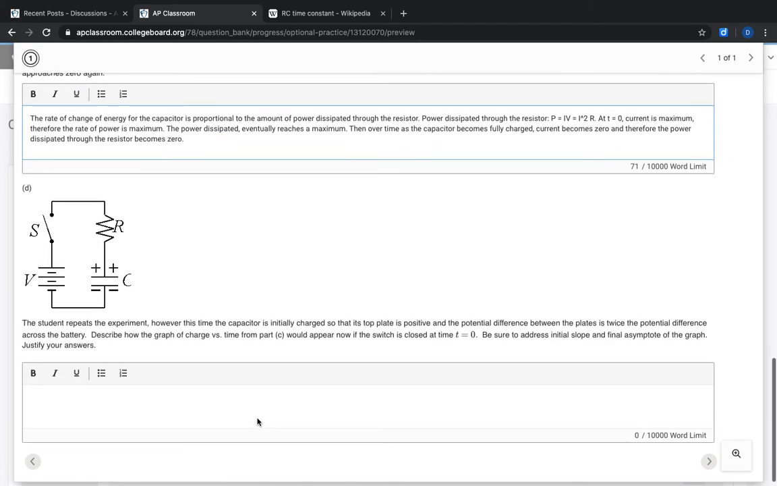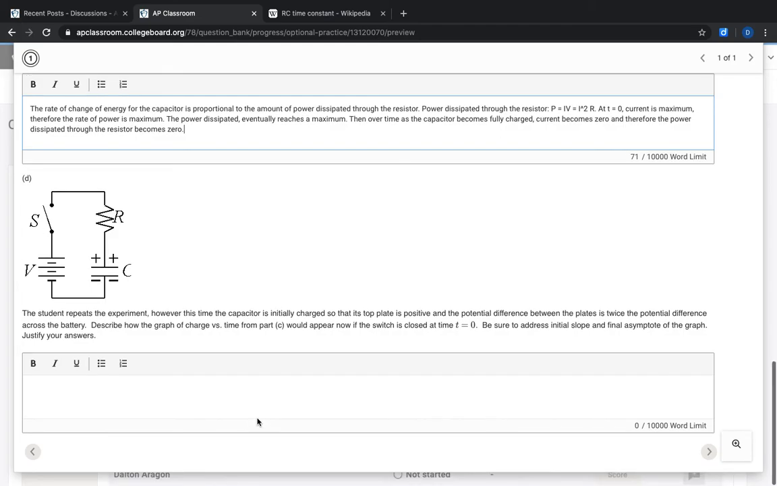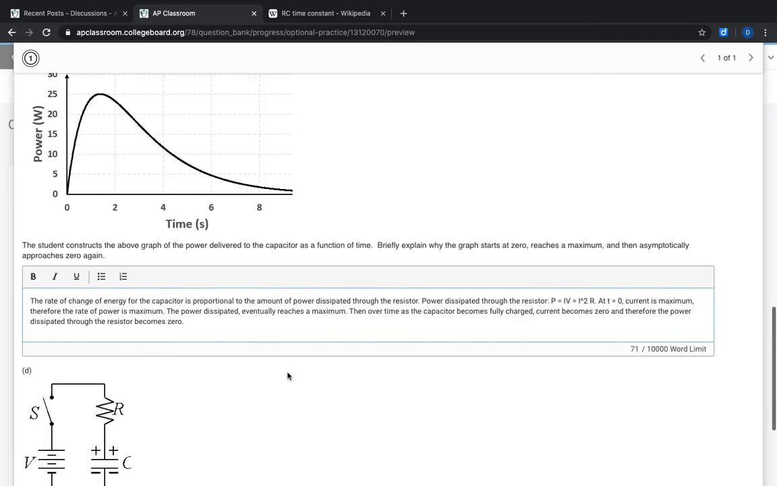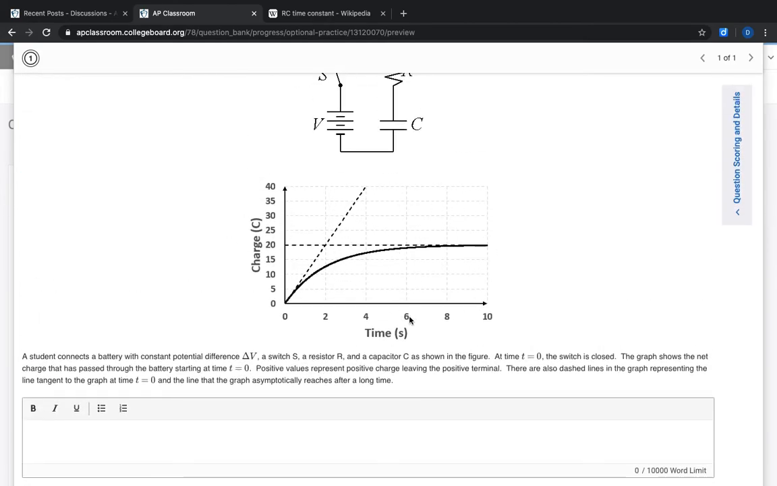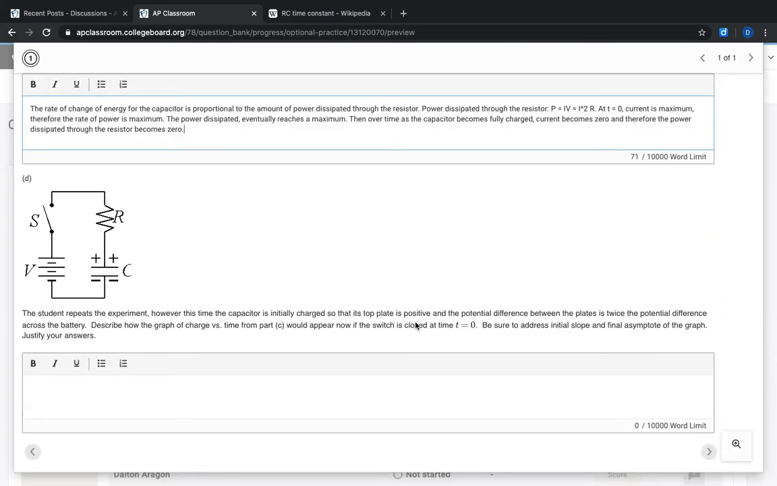So, all right, last one here. So the student repeats the experiment. However, this time the capacitor is initially charged so that its top plate is positive, and the potential difference between the two plates is twice the potential difference across the battery. Describe how the graph of charge versus time, that's the same type of graph, from part C would appear now if the switch is closed.